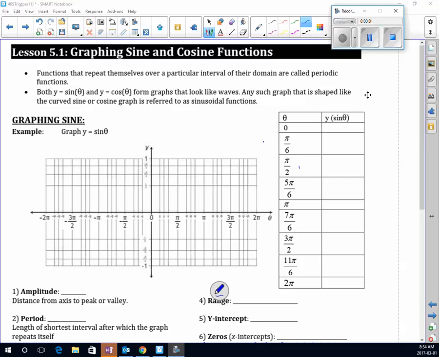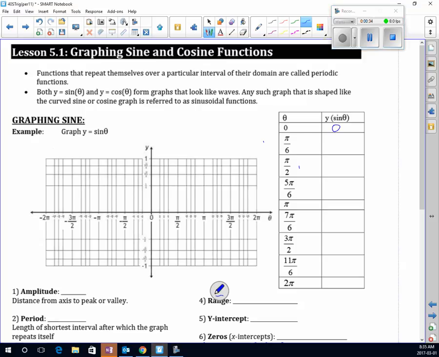Sine and cosine and tangent, actually, we're going to do the next one. So if the equation is y equals sine theta and theta is my x-axis, we're going to plug in a bunch of x's to get our y. So 0 goes in for theta. What's sine of 0? 0. Okay.